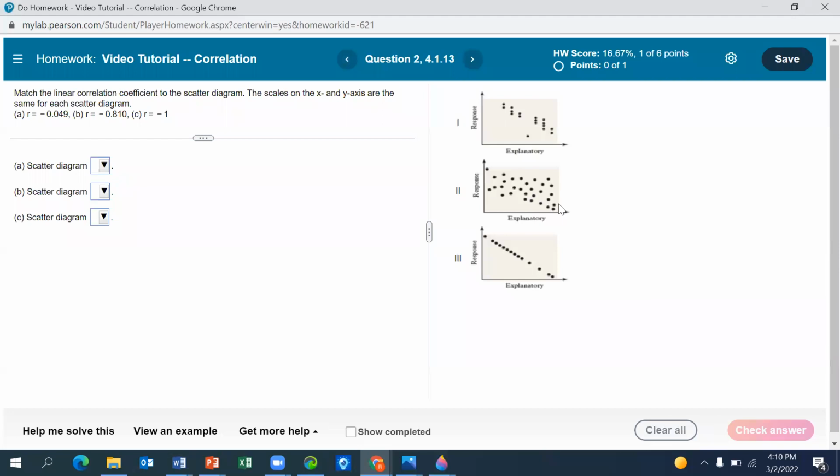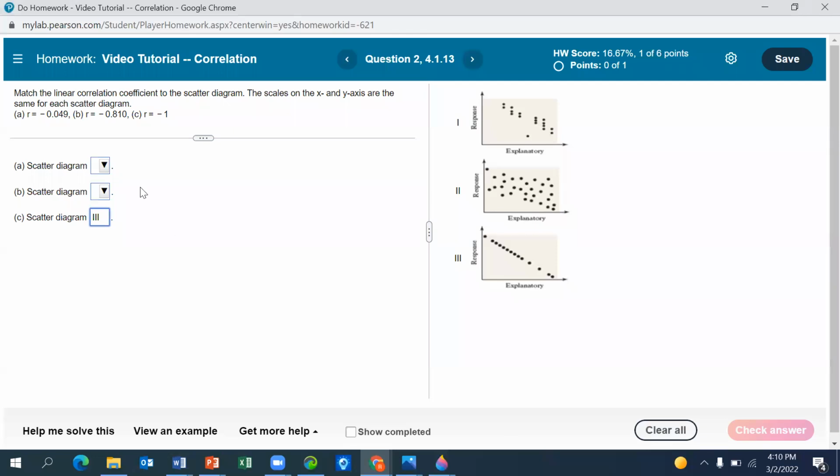Now let's look at this problem. They want us to match the linear correlation to the scatter diagram on the right. So let's see, we have R equal to -0.049, R equal to -0.810, or R equal to -1. They all happen to be negative here. They're not always like that, but it's fine. We already did this, didn't we? R equal to -1, then we have a perfect negative line here. So like here, a line with a negative slope. And so R equal to -1, that's part C, must be response 3 here. The answer is number 3.